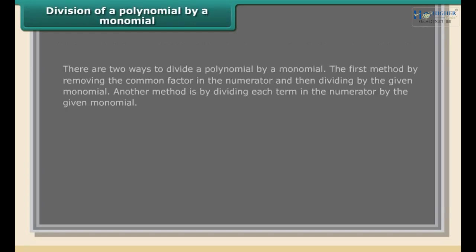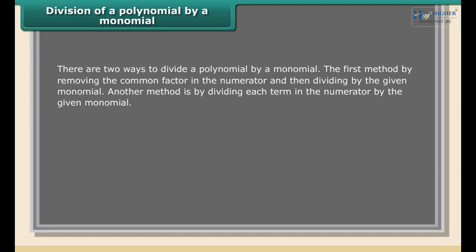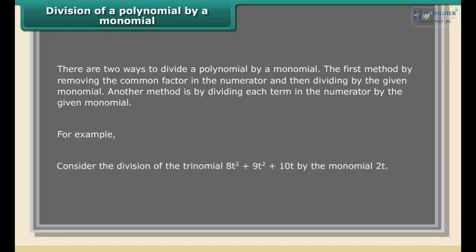Division of a polynomial by a monomial. There are two ways to divide a polynomial by a monomial. The first method is by removing the common factor in the numerator and then dividing by the given monomial. Another method is by dividing each term in the numerator by the given monomial. For example, consider the division of the trinomial 8t cubed plus 9t square plus 10t by the monomial 2t.